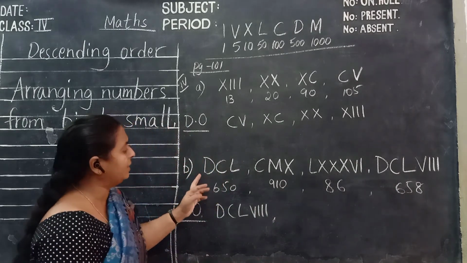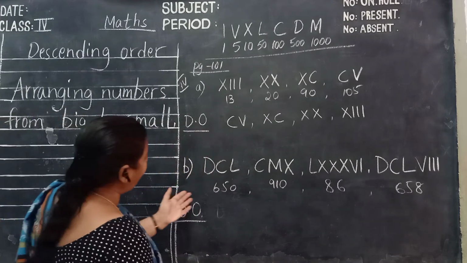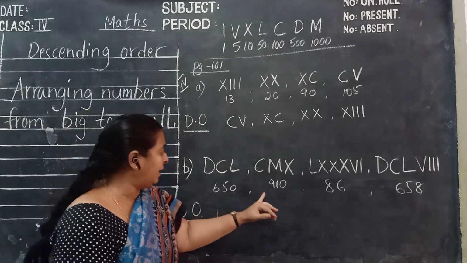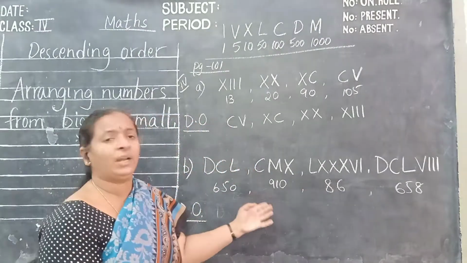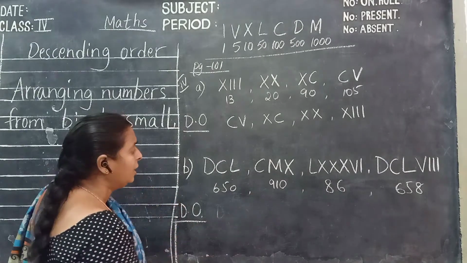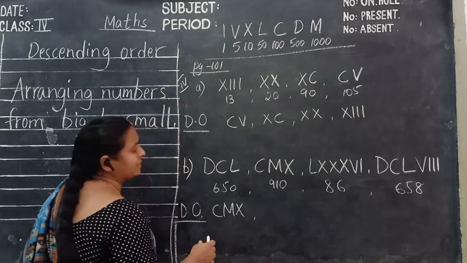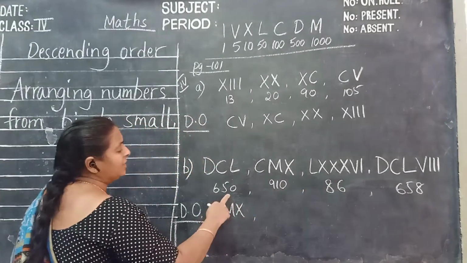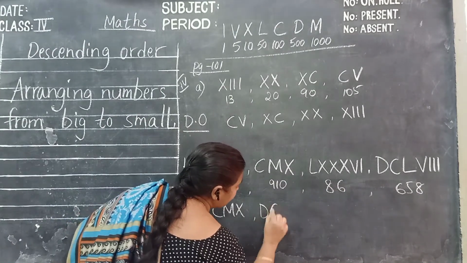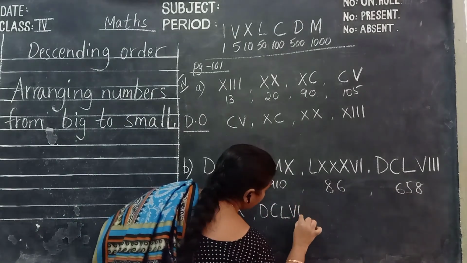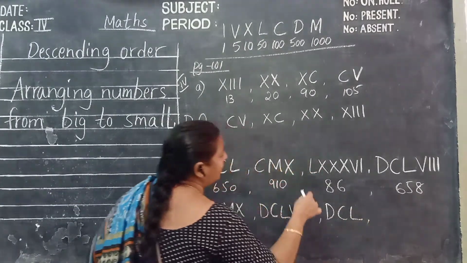Next one. Sorry, children. Here we have the values 650, 910, 86 and 658. Which is the big one? We have 900, no children? We have 900, so first we should write CMX. Then two 600s are there. See the one with 58, so take that one, 658, DCLVIII. Then this one, 650, DCL. Then the last one, 86, is the smallest.